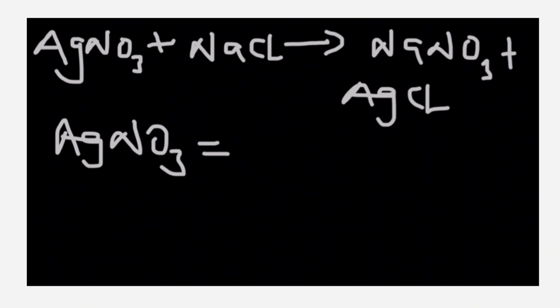Sodium nitrate, what symbol will it be in? Aqueous as well. Why? Because it's soluble and all soluble salts will be in aqueous state. And lastly, silver chloride, we expect it to be in solid state because it's the only insoluble salt among the chloride salts.